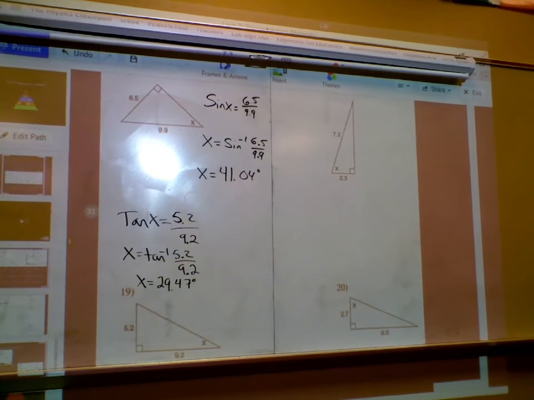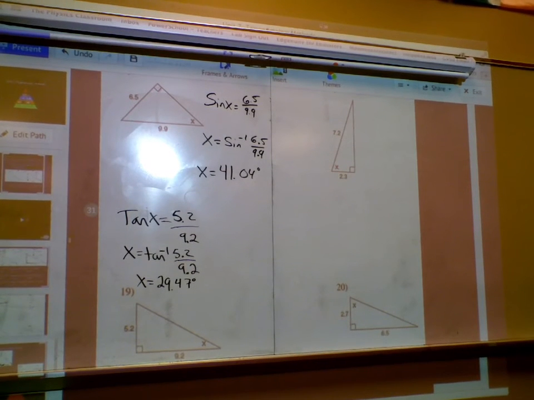Any questions? Does it matter what's on top and what's on bottom? It does. What's 2.3? A leg. Is it opposite or adjacent? Adjacent. There you go. And adjacent has to go on top.